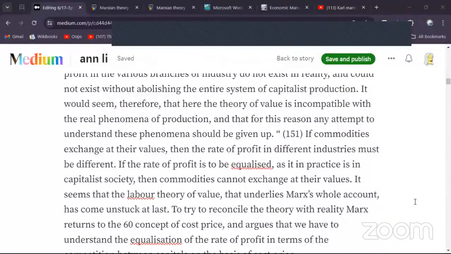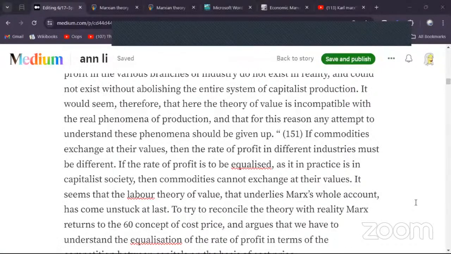If you're running a company and some asshole across the border is undercutting you because of various reasons, and they actually produce a shittier product, then you have to start working on how am I going to beat this competitor, whatever. It's no different for people making very small products that are not very complicated to those who are making electric cars, for example. It would seem, therefore, that here the theory of value is incompatible, etc.